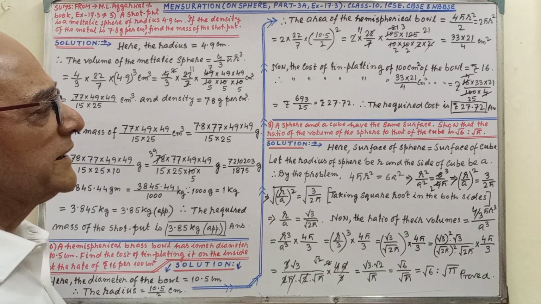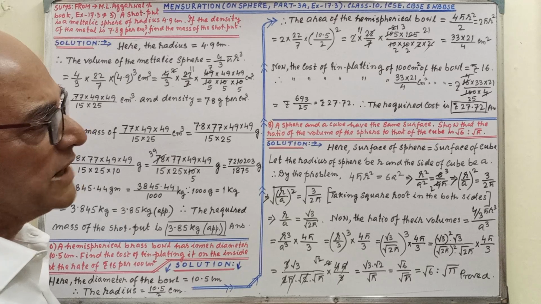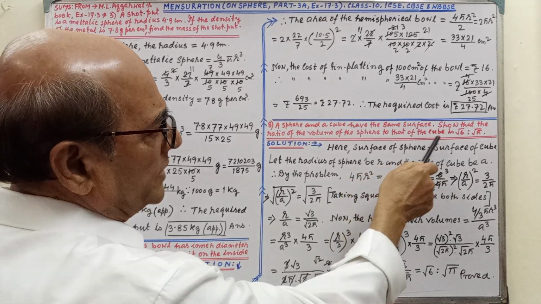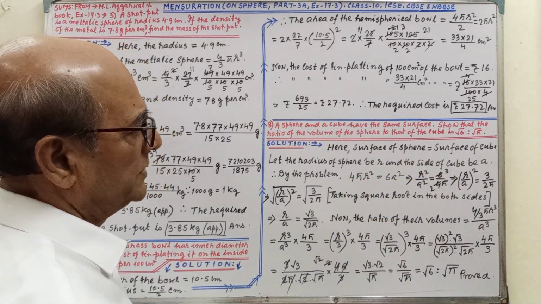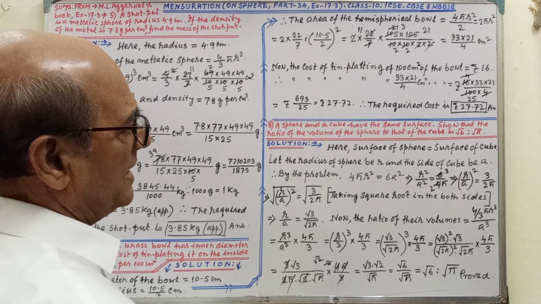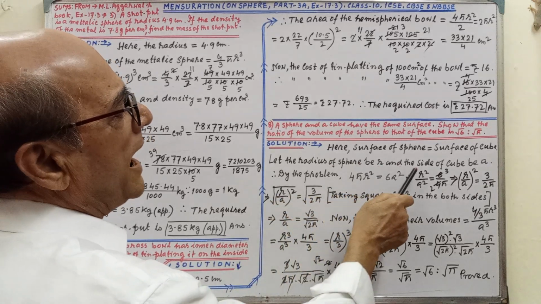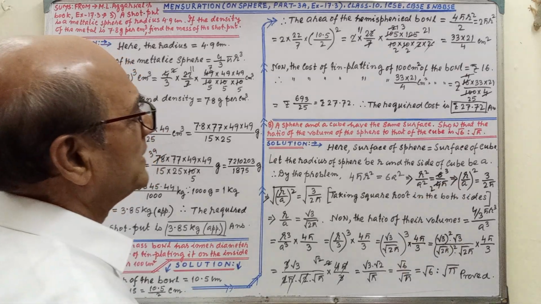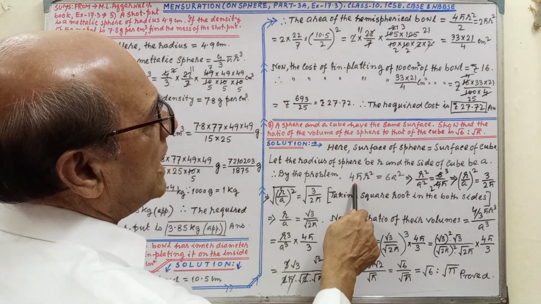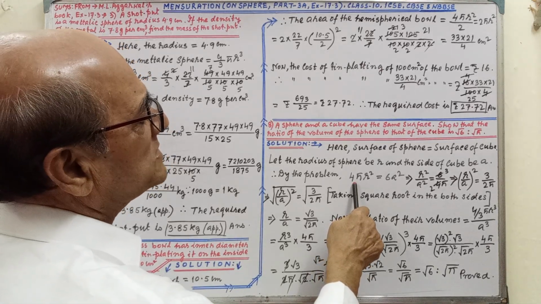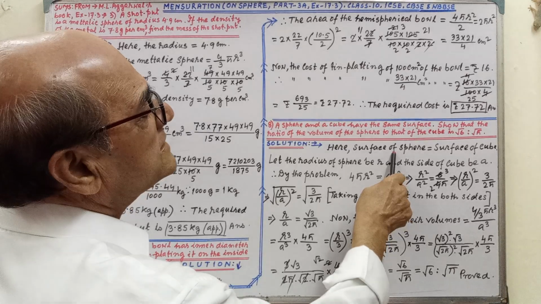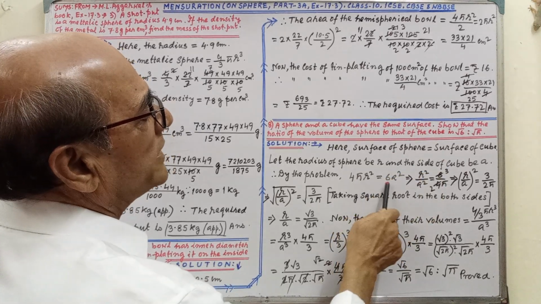A sphere and a cube have the same surface, so that the ratio of the volume of the sphere to that of the cube is this. Here we have to prove. Here the surface of sphere equal to surface of cube, that is given. Let the radius of the sphere be r and the side of cube be a. By the problem, 4 pi r square equal to 6a square. 4 pi r square is the surface area of a sphere, and 6a square is the surface area of cube. This is why 4 pi r square equal to 6a square.